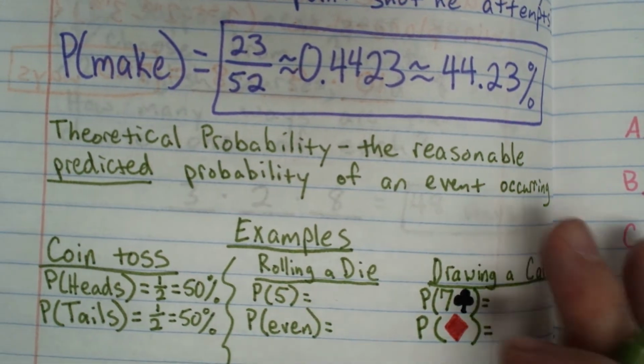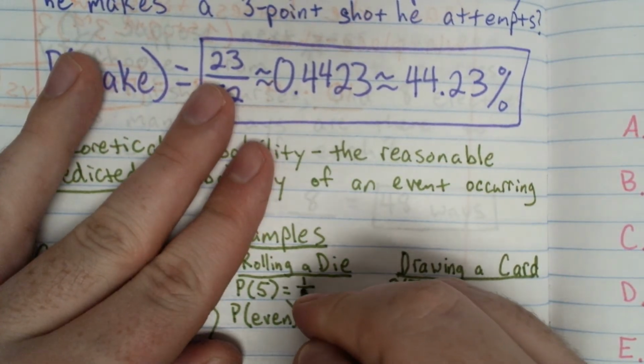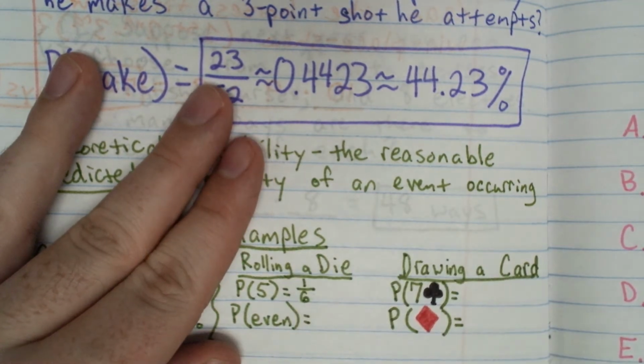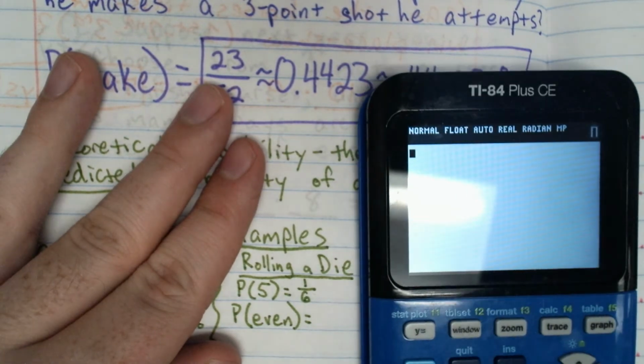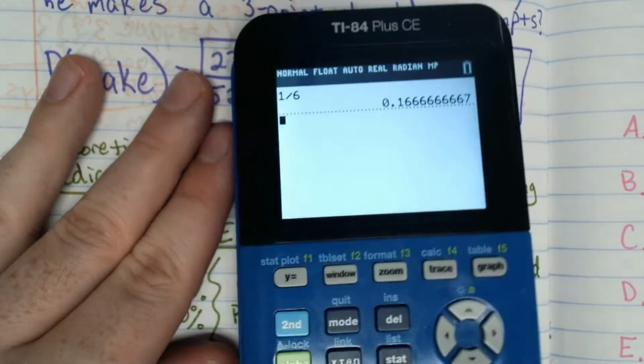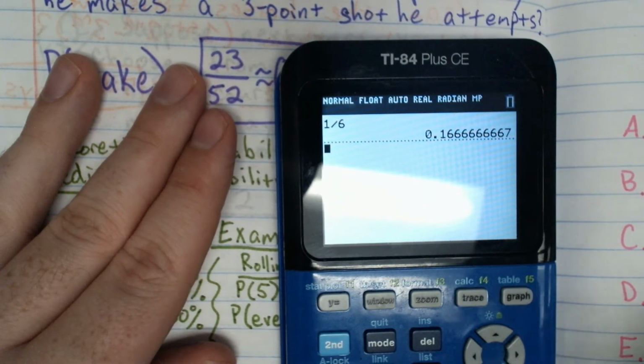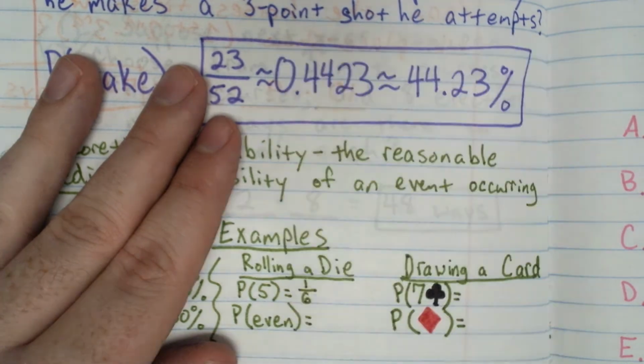So the probability of rolling a 5, there's only one 5 on the die, and there are 6 sides to it. So there's one favorable outcome and 6 equally likely outcomes. And 1/6 is about 16.7% if we were to round.